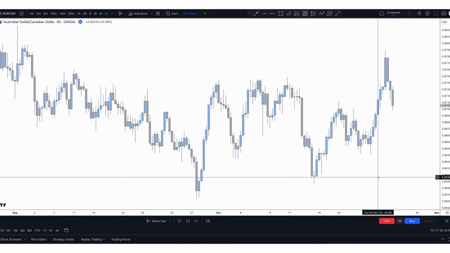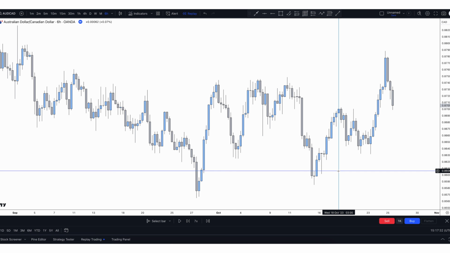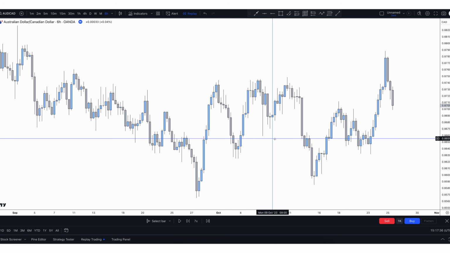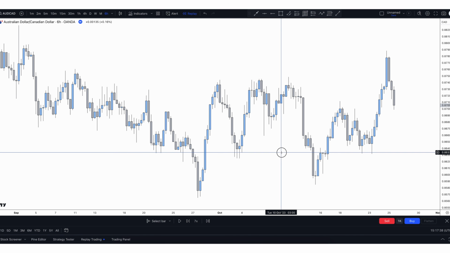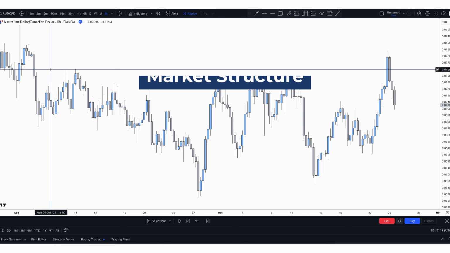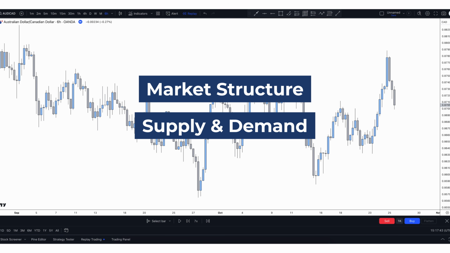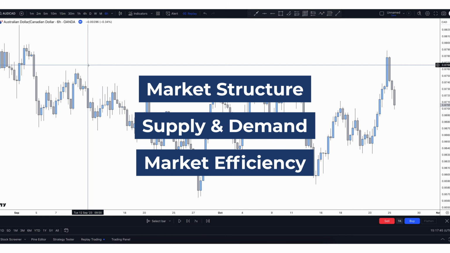So in this section of the video, I want to introduce you to all of the different concepts that we use inside of reversal trades. Realistically, there are only really 3 that we need to be aware of. The first is market structure, the second is supply and demand, and the third is market efficiency.